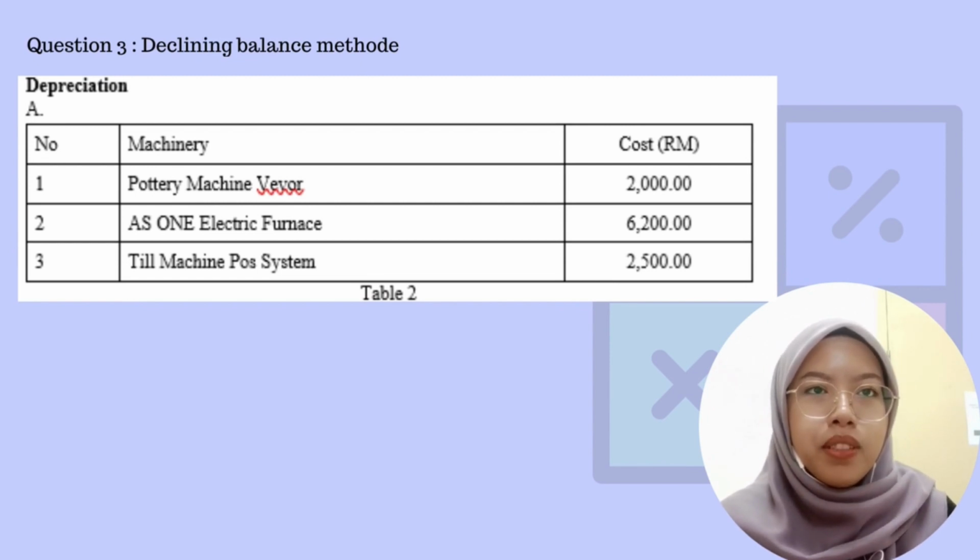For question number 3, part A, there are 3 types of machinery used by our company. The first one is the pottery machine beaver, which costs RM2000. Number 2, S1 electric furnace, which costs RM6200. Number 3, the machine pull system, which costs RM2500.